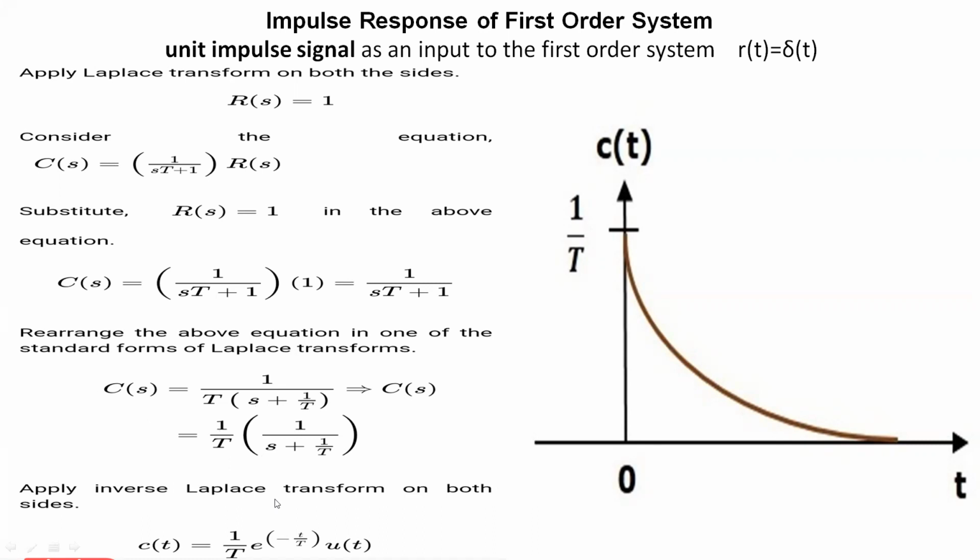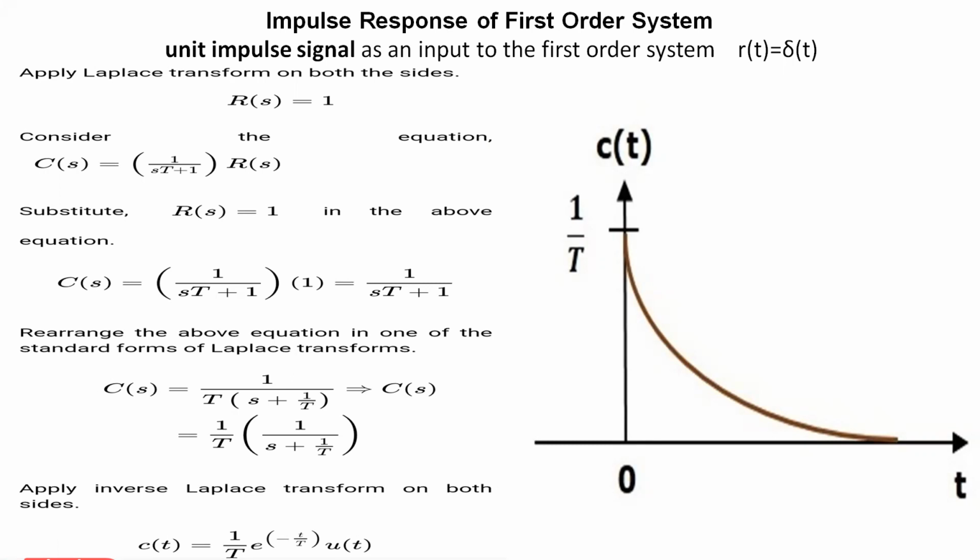So if we apply the inverse Laplace transformation on both sides, then we have (1/T) e^(-t/T) u(t). This is when we apply the inverse Laplace transform. So we get the output c(t) in time domain as (1/T) e^(-t/T) u(t).